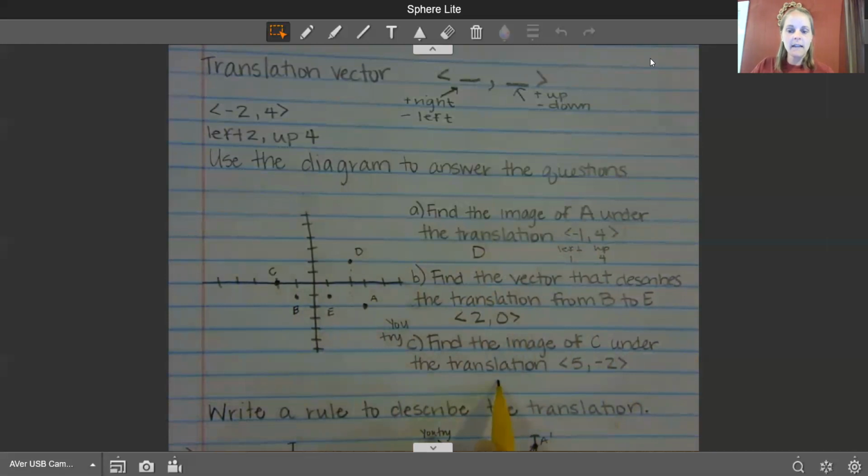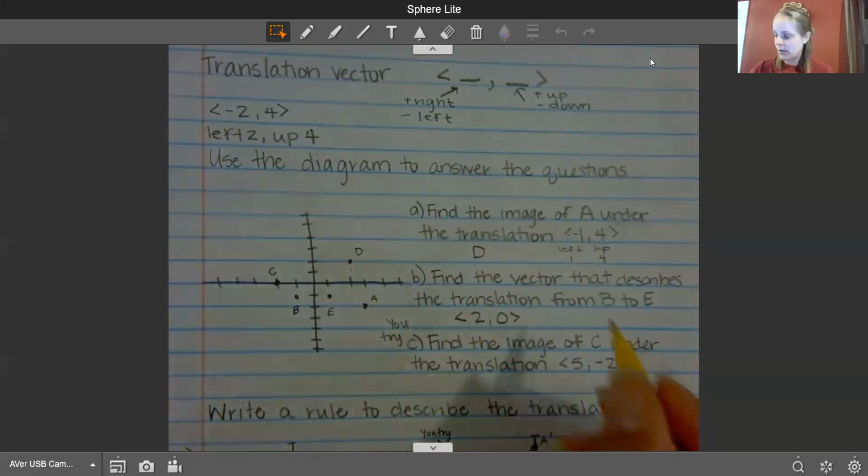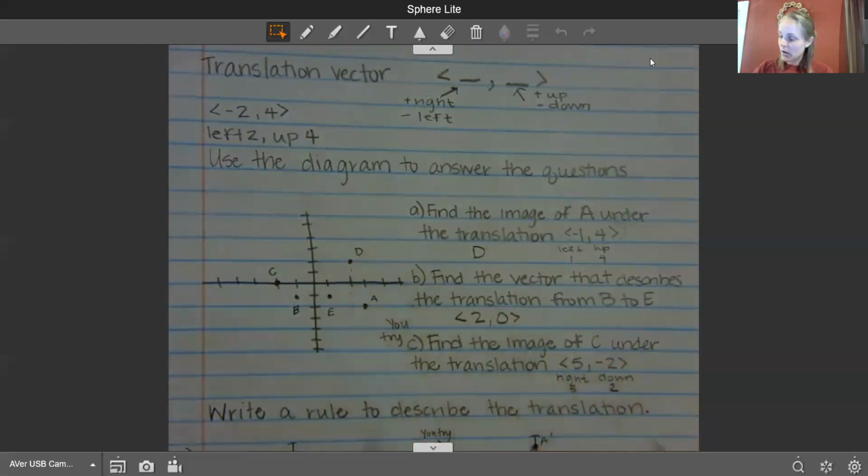Okay, so it says find the image of C under the translation 5, -2. So this would be right 5 and down 2. Okay, so if I'm going to start at C and I'm going to go right 1, 2, 3, 4, 5, and I'm going to go down 2, I'm now going to be at A. That would be the image.